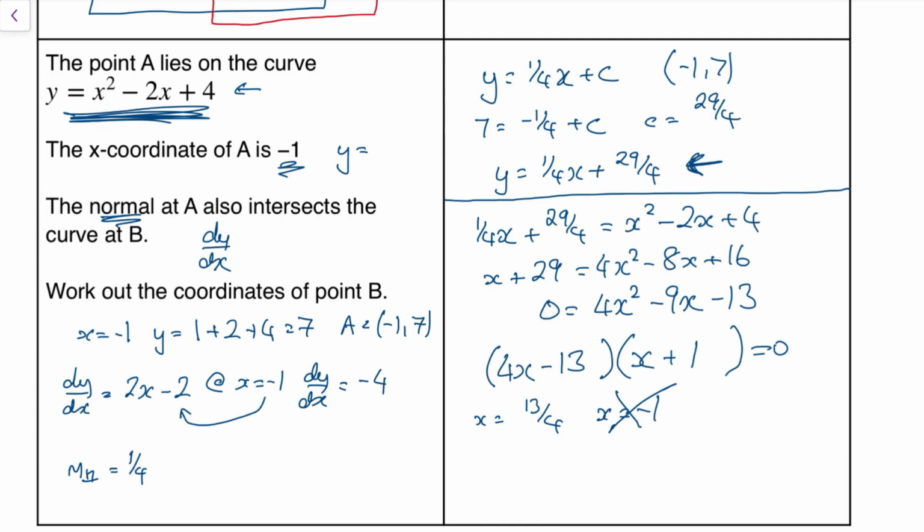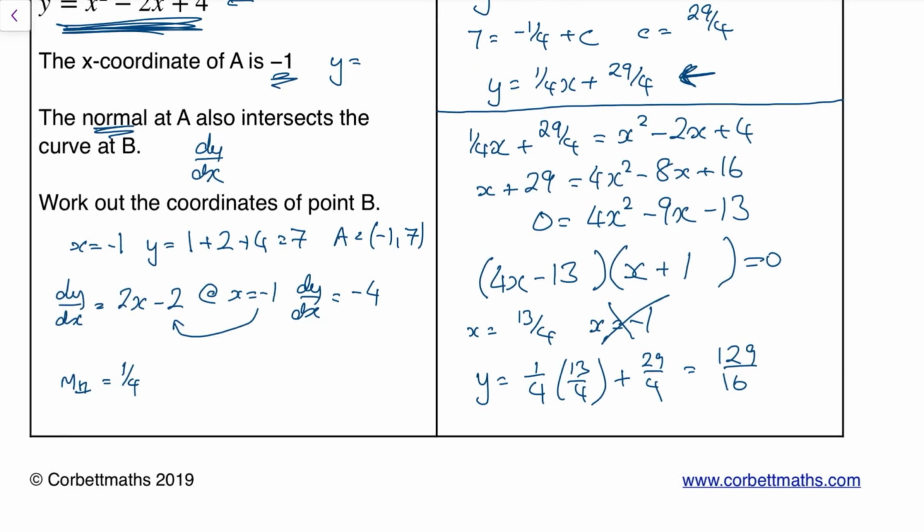So that's going to be y is equal to a quarter times 13 over 4. This definitely needs a calculator. Plus 29 over 4. Calculator out. So 13 over 16 plus 29 over 4 gives me 129 over 16. Wow. Which means the answer to my question, what is point B: B is the point with x value 13 over 4, y value 129 over 16.